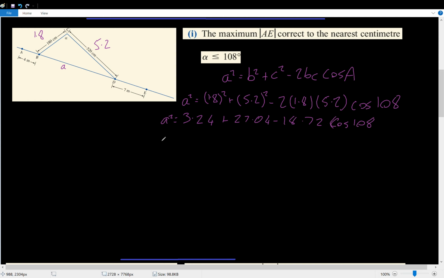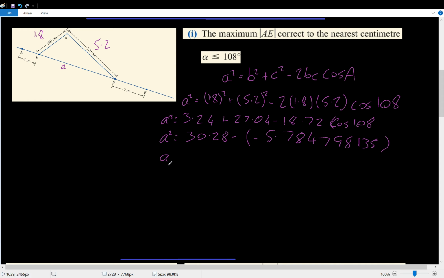Okay, and then if we just tidy that up a little bit, we're going to get a squared is equal to 30.28 minus, and then the cos of 108 is actually a negative number, which means 18.72 times cos 108 is going to be minus 5.784798.135, like that. So we've got minus a minus number, we're going to add them together.